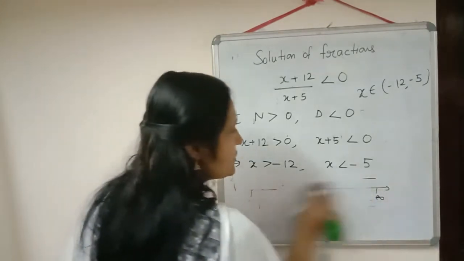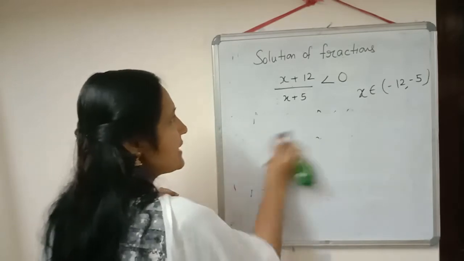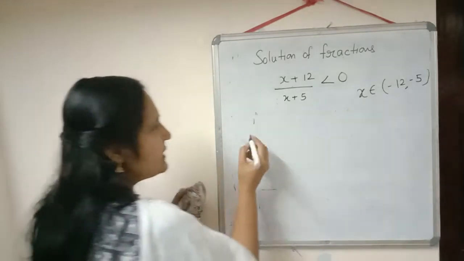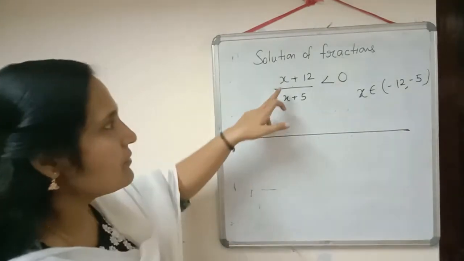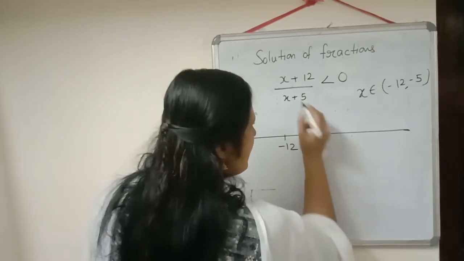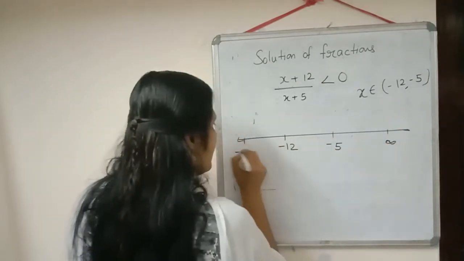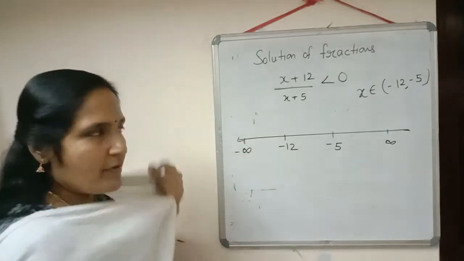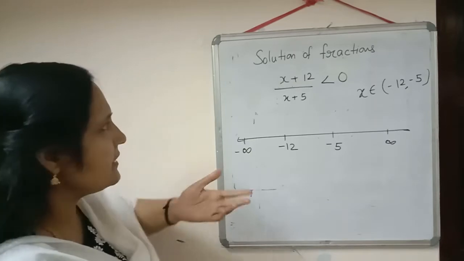So now the same question we are going to check by the second method. In the second method, we check when these expressions will give you 0, when x is equal to minus 12. So just to write down the points here, minus 12 and then minus 5, with infinity here and minus infinity here. Now take any number between minus 12 and minus infinity.